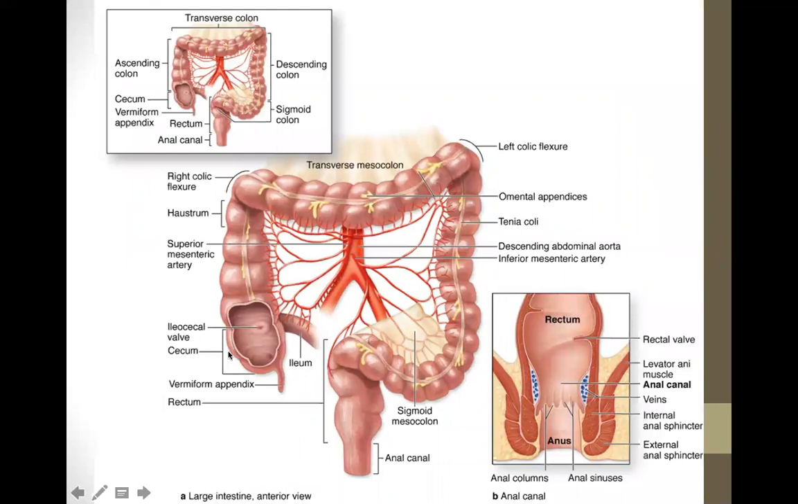So, where is this? This is the ileocecal. If this is the cecum part, this is the ileum, part of the small intestine. There, a junction forms, the ileocecal valve.